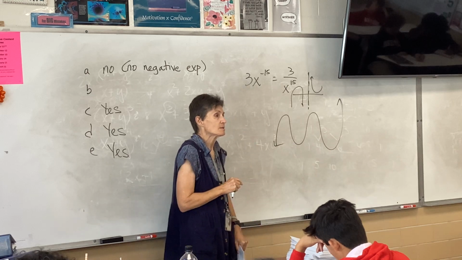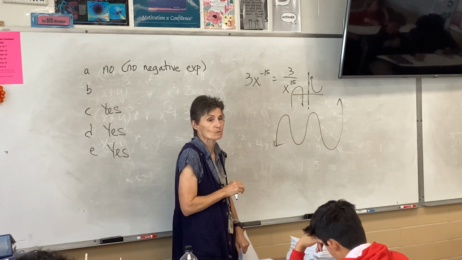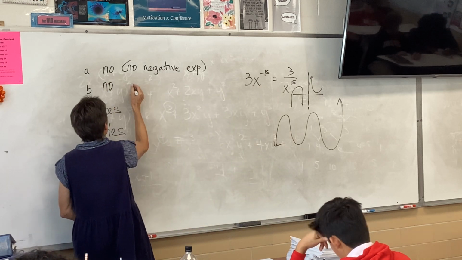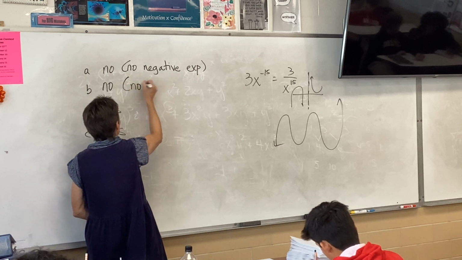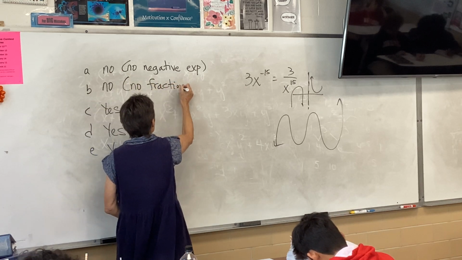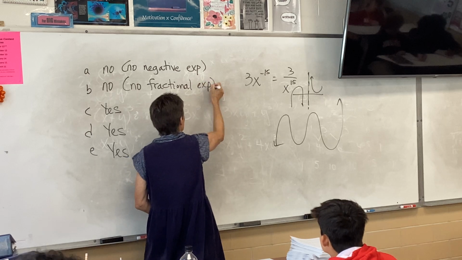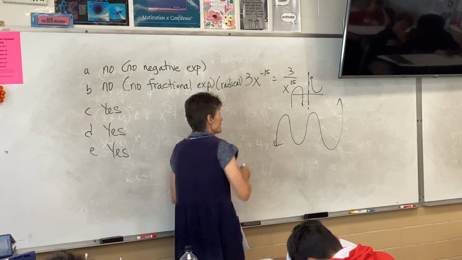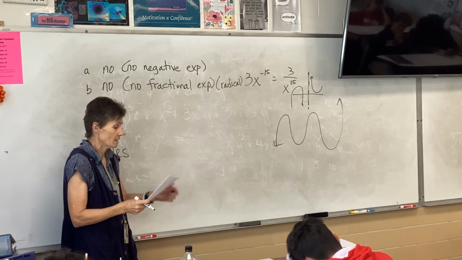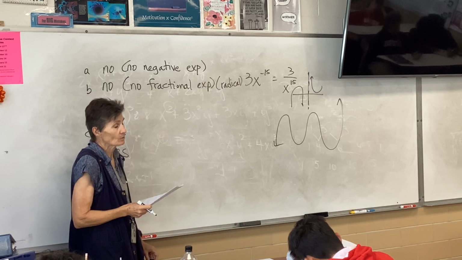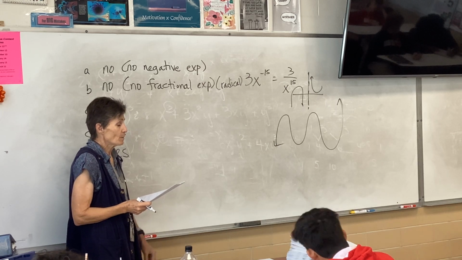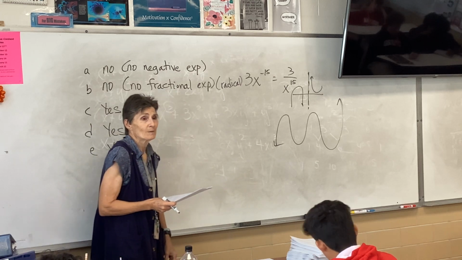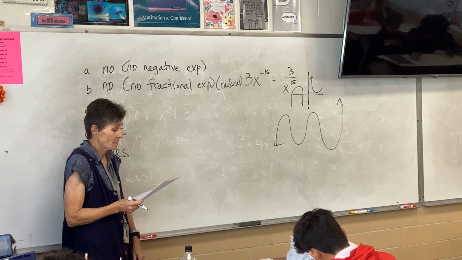Now, B is also not a polynomial. What do you think is wrong with B? Oh, there's a radical. Can't have a radical, yeah. No fractional exponents, because fractional exponents are radicals. Anytime you have a fractional exponent, you have a radical, and radicals are not allowed. So here we physically see the radical. It would be x to the 4/5 if it were written in fraction form. Can't have it.